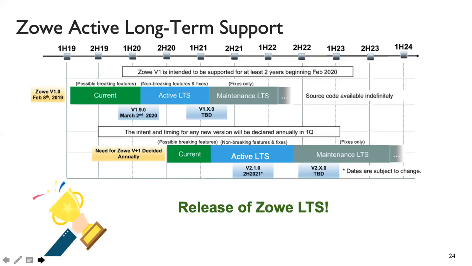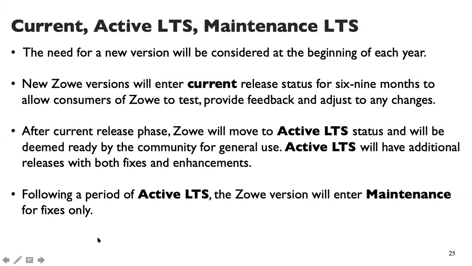Let's go to the next couple slides. I've already talked about this, right? So this is here for your reference. You will also see that this is on the zowe.org website. So we may consider reversioning each year, but there's no guarantee that we will.